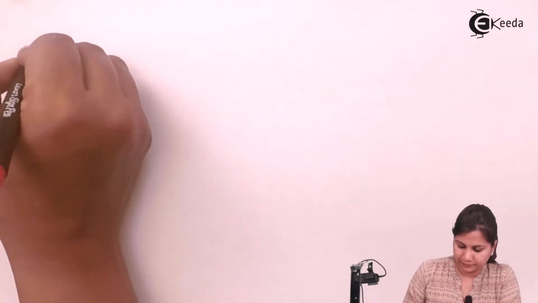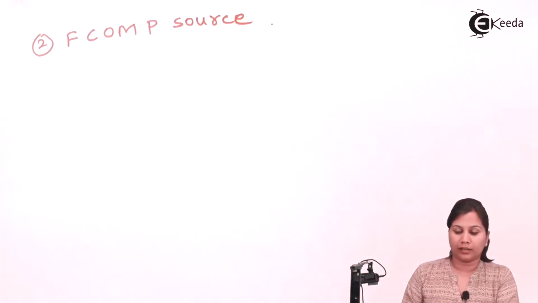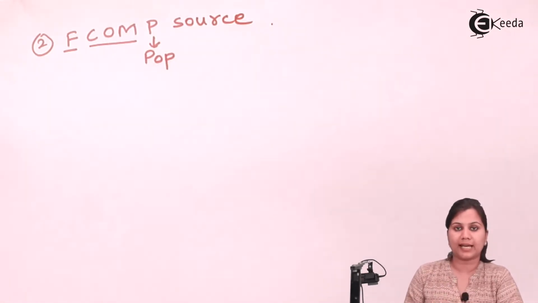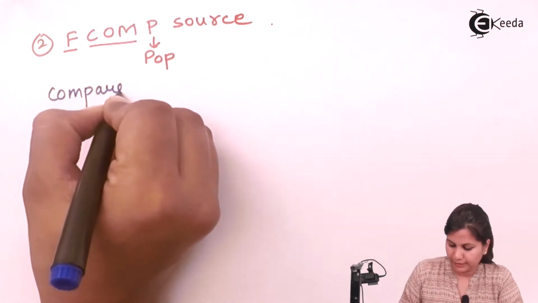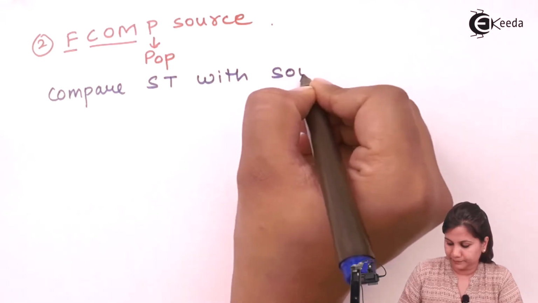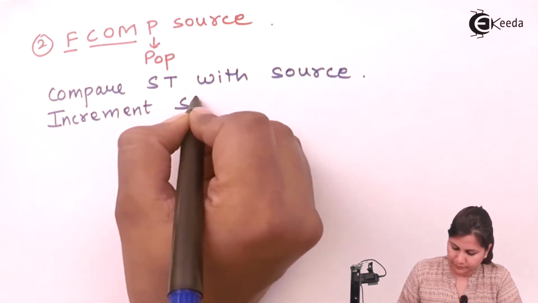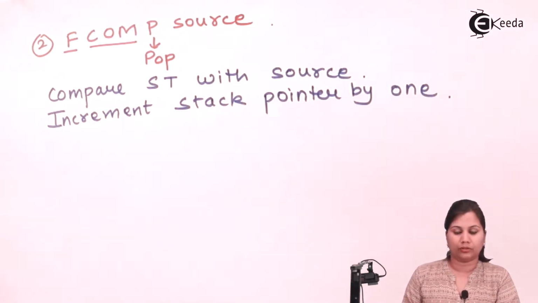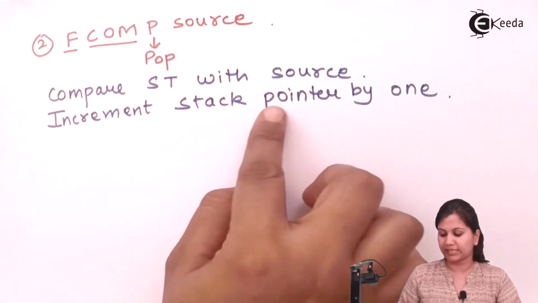The next compare instruction is FCOMP source. F is again for floating point numbers, COM is for compare, P is for pop. It means after comparison, pop the stack, that means increment the stack pointer by 1. So here it is again going to compare ST with source, and after this comparison, increment the stack pointer by 1. That is the difference between FCOM and FCOMP. P is for pop, to increment the stack pointer by 1.